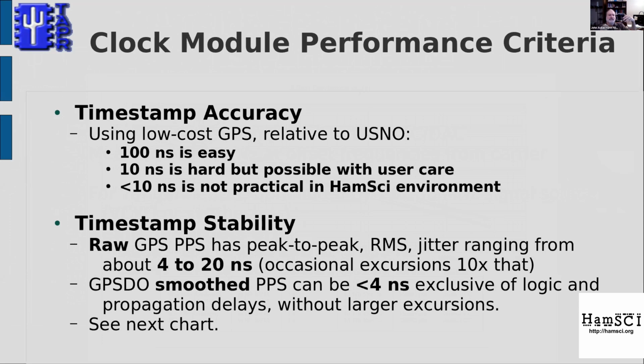But if we use a pulse per second signal that's smoothed from the GPS disciplined oscillator, we can get well below 4 nanoseconds, which is getting into the amount of time that it takes a logic gate to switch. So we should be able to achieve pulse per second stability in the handful of nanoseconds range for use in the time stamping.